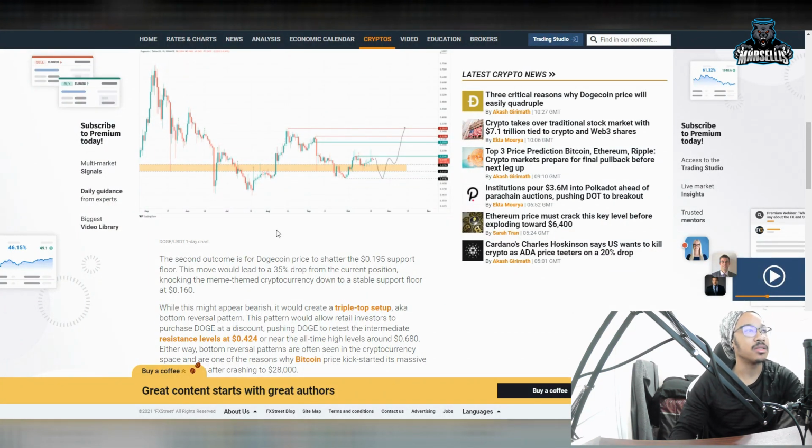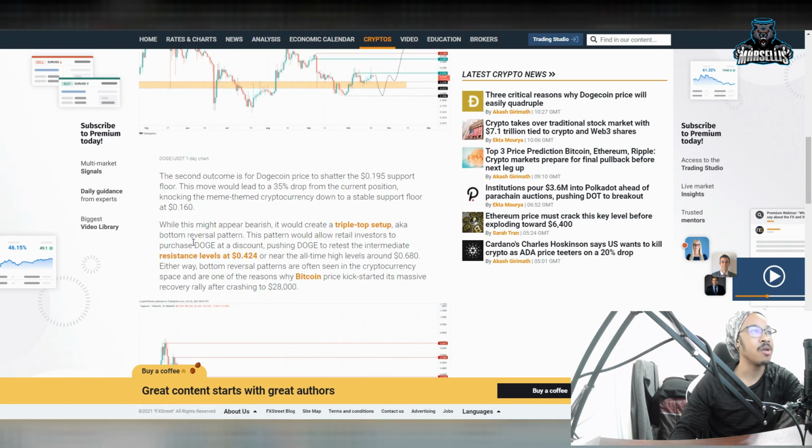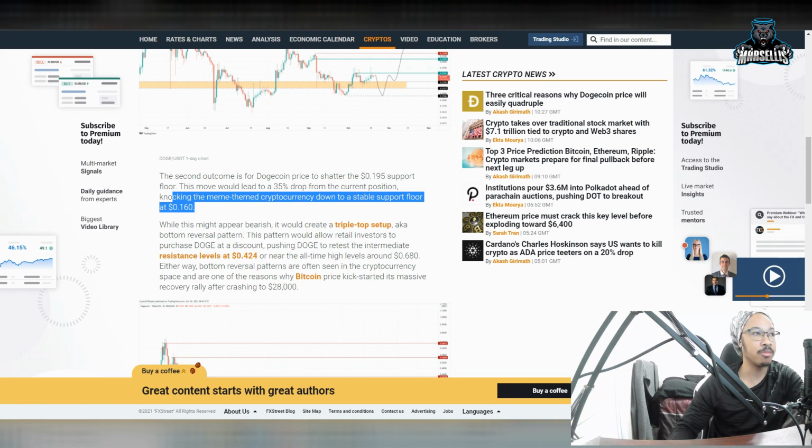Now they say the second outcome is for Dogecoin price to shatter the 19.5 cent support area, eventually leading it 35% down to 16 cents. While this might appear bearish, it would create a triple top setup. So they're saying, yeah, it might seem a little bearish, but look, it's going to be a triple top setup, aka bottom reversal pattern. This pattern would allow retail investors to purchase Doge at a discount price.